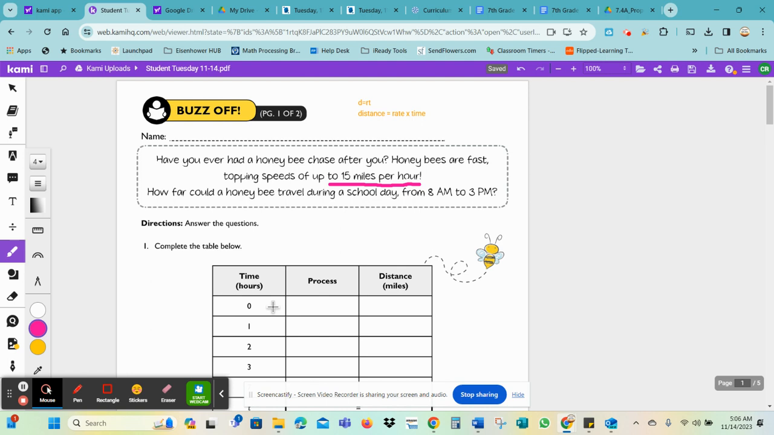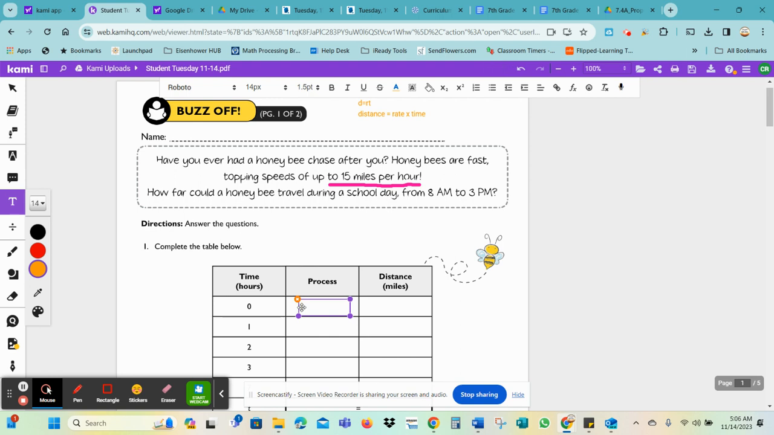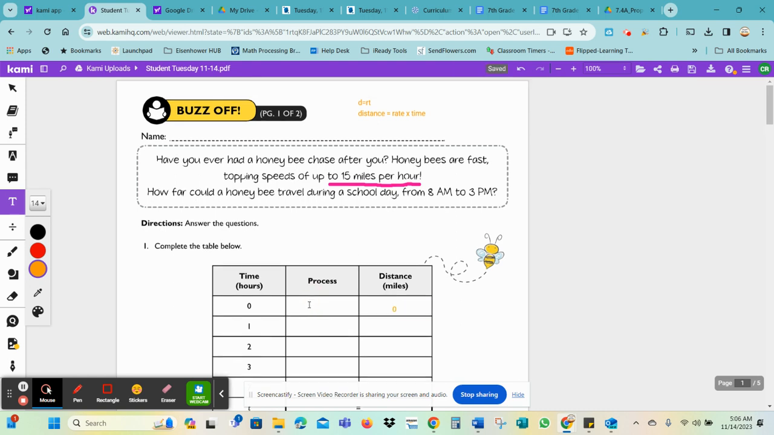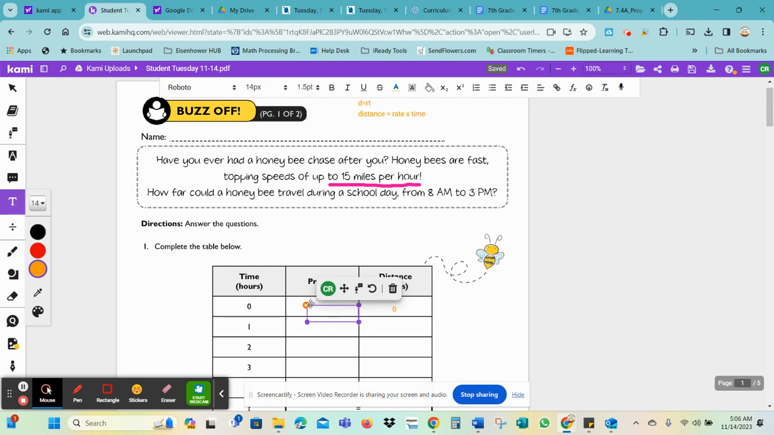So for zero time, we're looking at our process. Remember, this is everything that happens. It takes you back to fifth grade, right? Or it should. So how do we get to the distance? In zero time, how many miles does the honeybee travel? There you go, it's going to travel zero. So I'm looking at this part where to find that, I know that at the time of zero, so zero times the miles that it's traveling at 15, that's going to equal zero. So there's my first process.